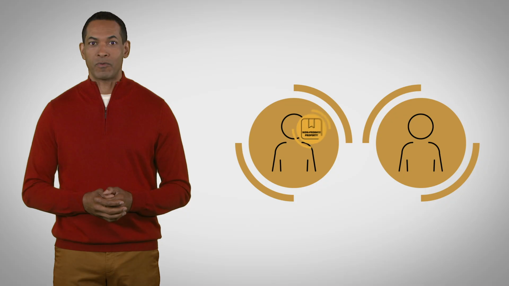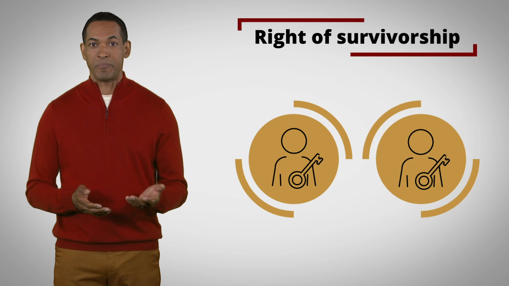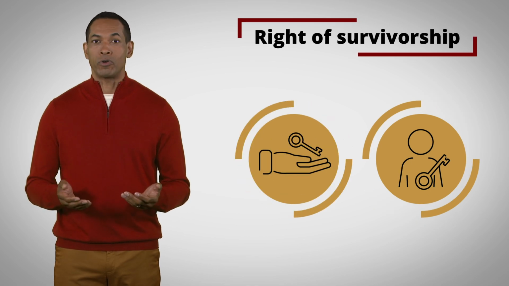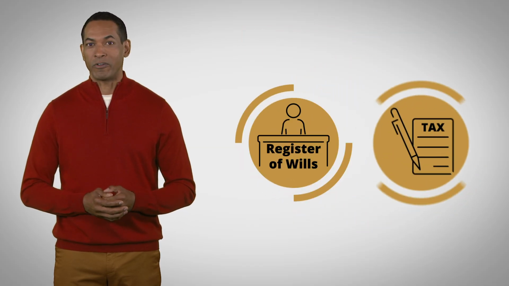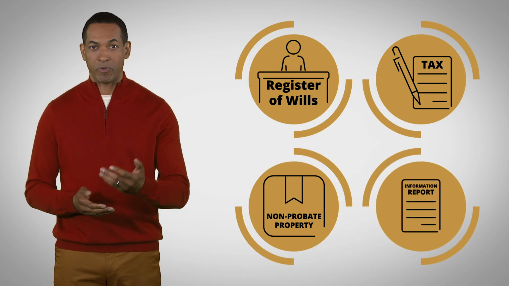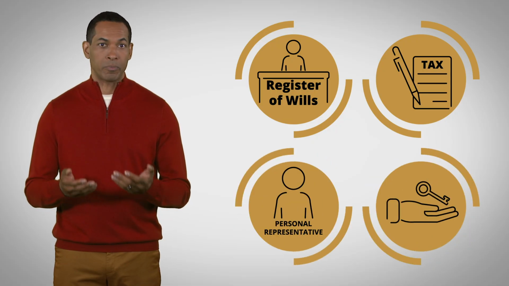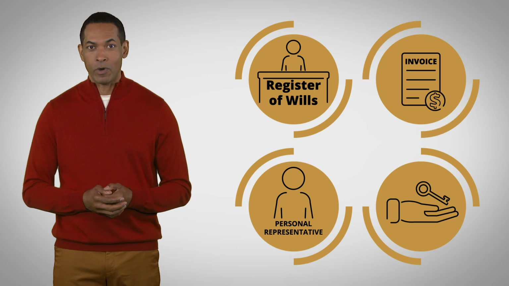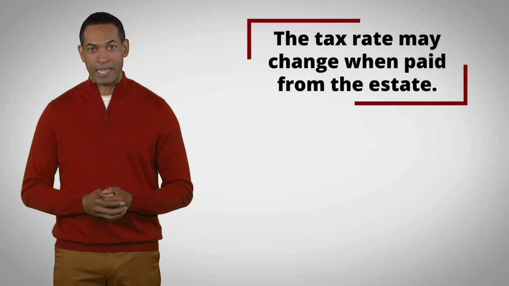Non-probate property passes from the decedent to someone else without going through the probate process. For instance, this includes jointly owned property with right of survivorship. Right of survivorship means when one owner dies, the other owner receives the decedent's share of the property. The Register of Wills determines the amount of inheritance tax due on non-probate property, based on the information report you provided. The Register of Wills will provide the personal representative, or the person who received the property, with an invoice showing the tax due. Remember, the tax rate may change when paid from the estate.